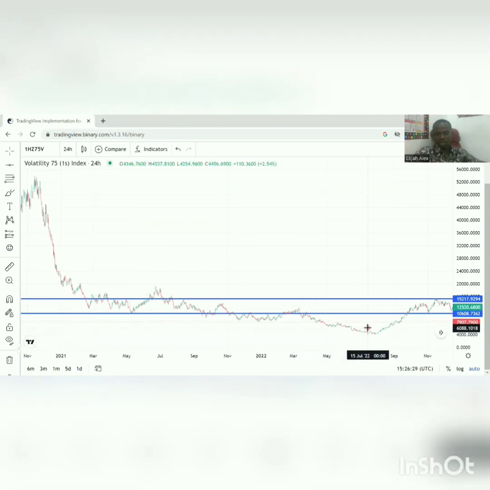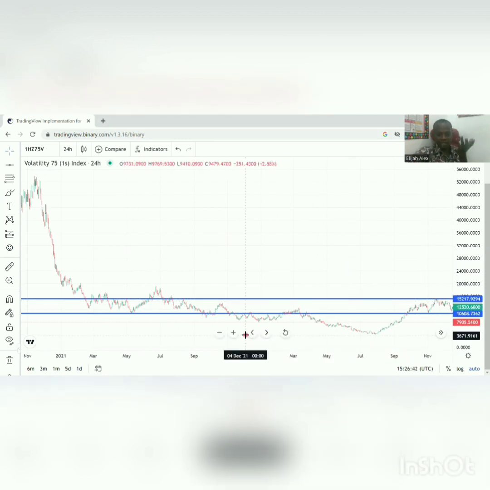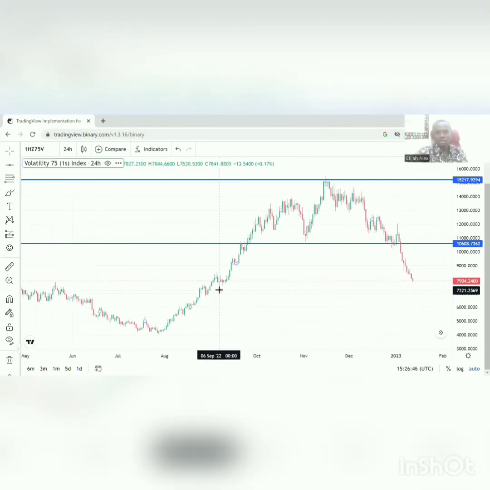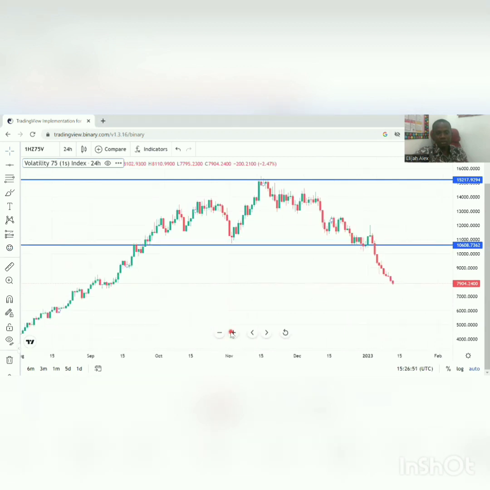Now, you see this level here, this is a very consolidating, very powerful key level. When price gets here, it always reverses. And that was why when this price got to this point, it reversed down. But before you can even enter your trade, you must get a confirmation. What is this confirmation all about? You must get this confirmation here.